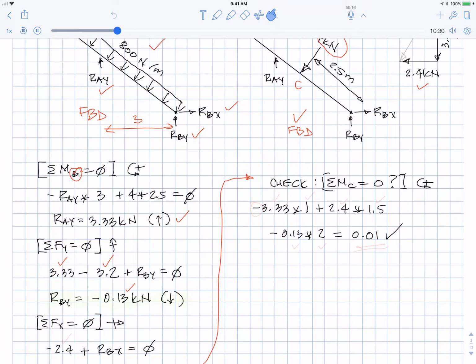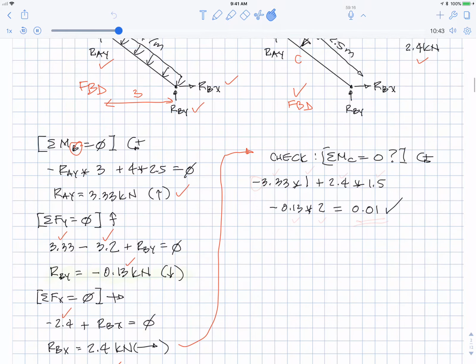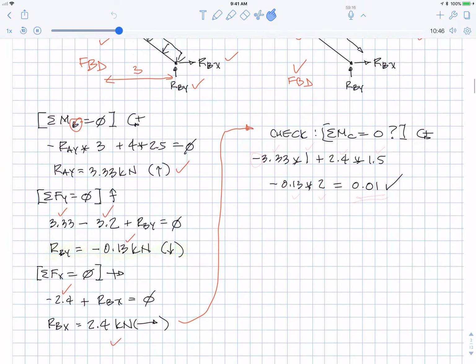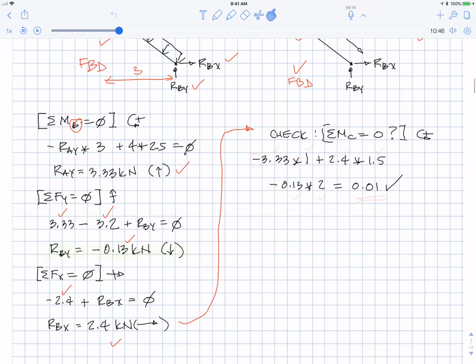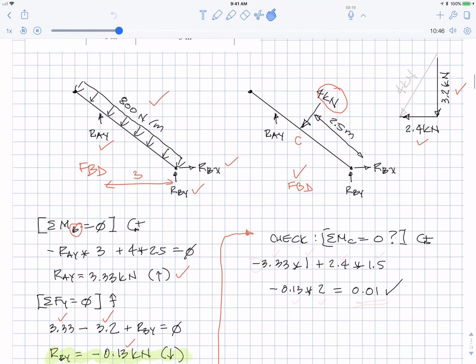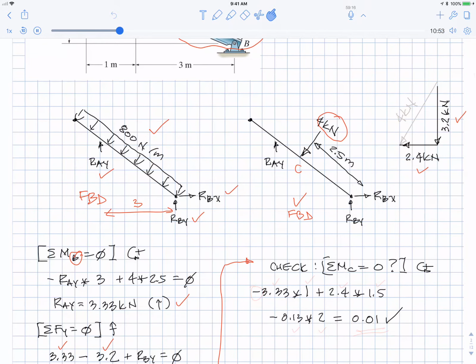Okay, then we sum forces in the X direction. You have the X component of that 4 kilonewtons is 2.4 kilonewtons to the left, and so that means RBX is going to the right at 2.4 kilonewtons. Well, I'm a little worried about this negative reaction here. That doesn't seem right to me, that RBY could be going down.